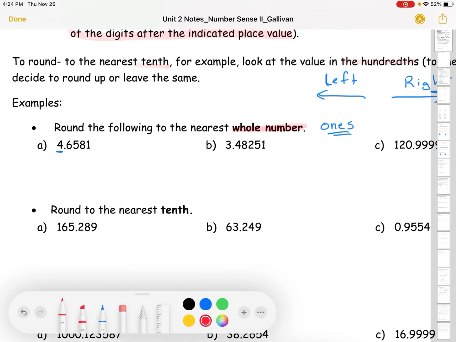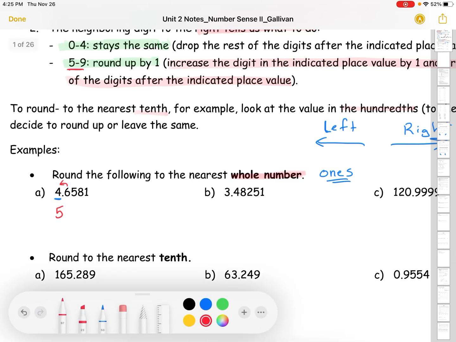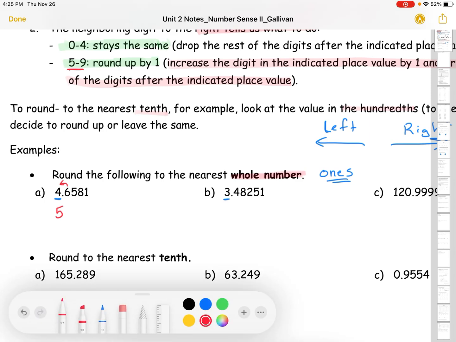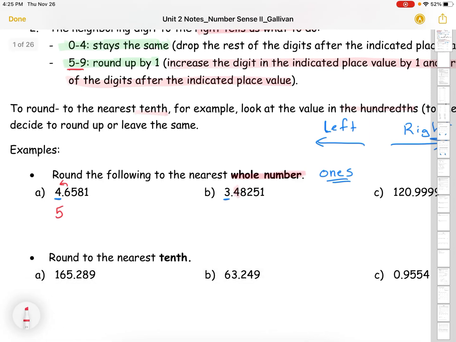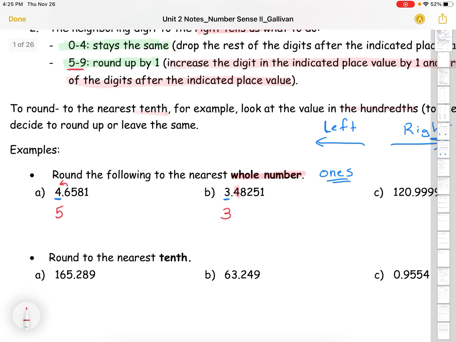Now the number to the right of the 4 here is a 6. It is greater than 5, so it's between 5 and 9. So we're going to round up that 4, and we would round it to a 5. Here, we're rounding to the nearest whole number, which is our ones. Well, we have 4 to the right. It is between 0 and 4, so the number 3 stays the same.